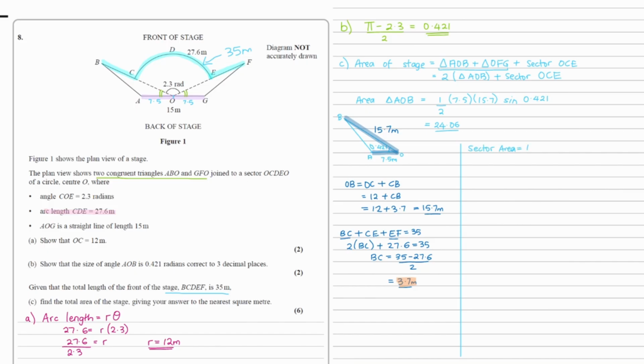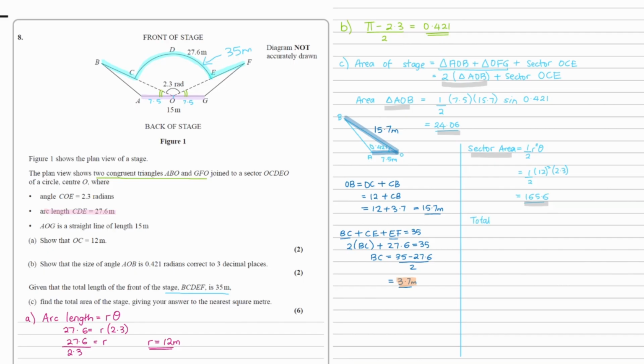We now need to find the area of the sector OCE. And in order to do that, we are going to do a half radius squared multiplied by the angle. So we're going to do a half multiplied by 12 squared and the angle 2.3 radians. And again, if we put this in the calculator, we should get an answer of 165.6. We now have the triangle area, which is 24.06, and we now have the sector area, which is 165.6.